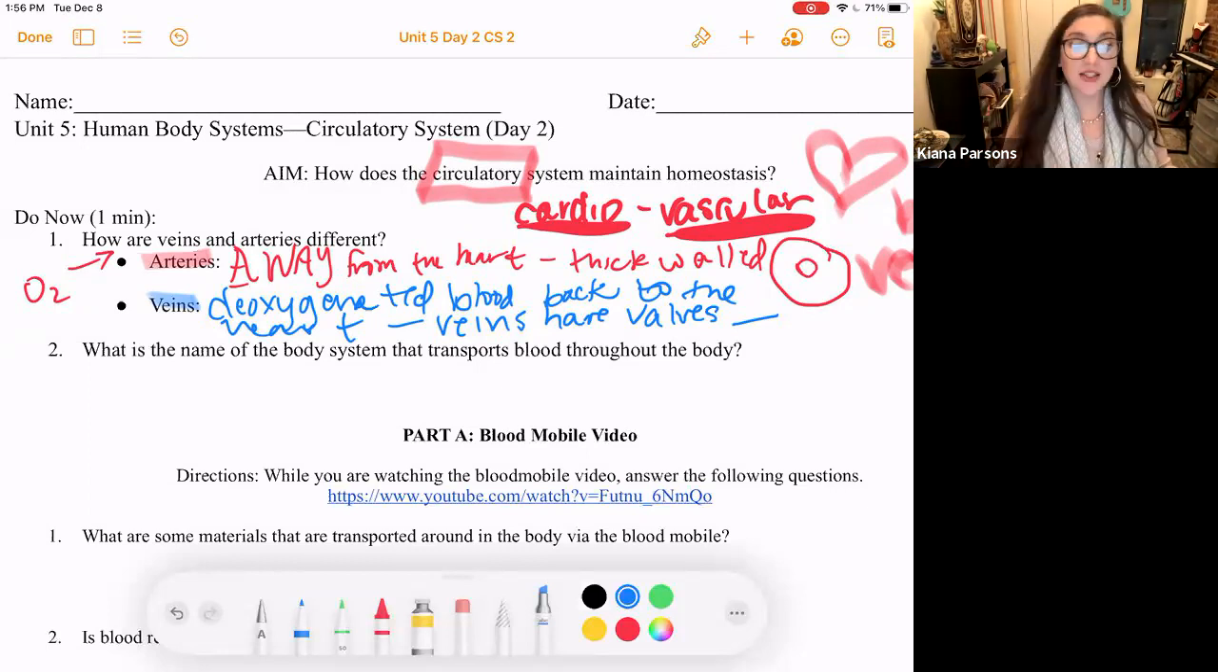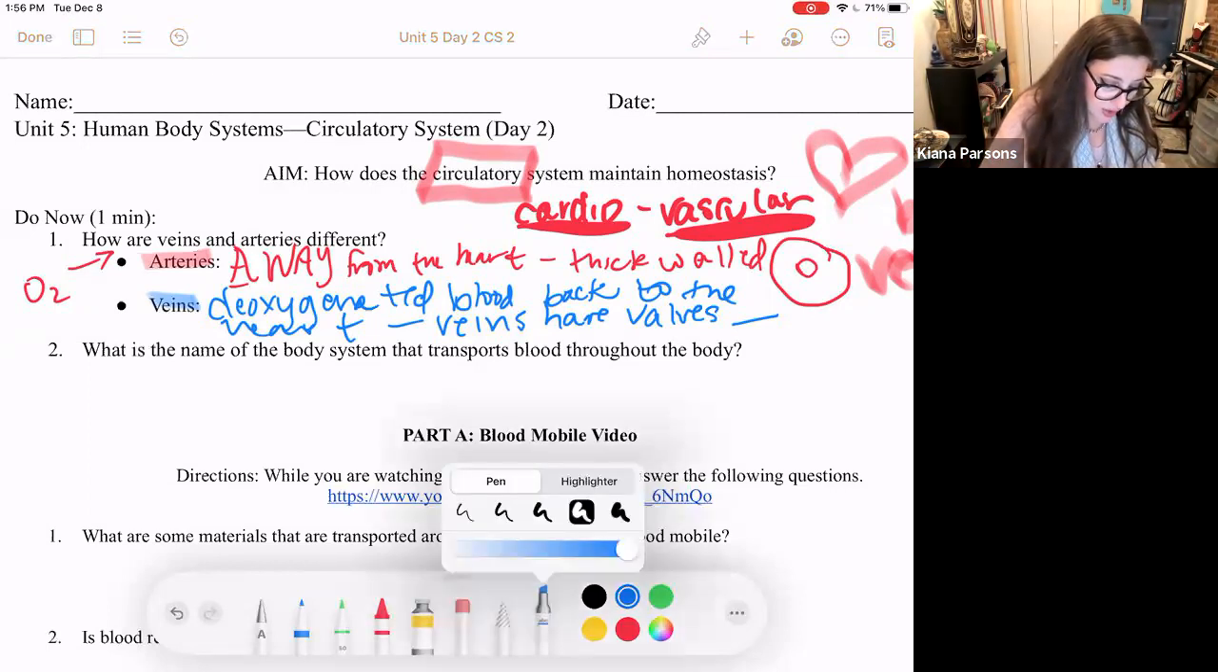So excited. So, what is the name of the body system that transports blood throughout our bodies? That's the circulatory system.